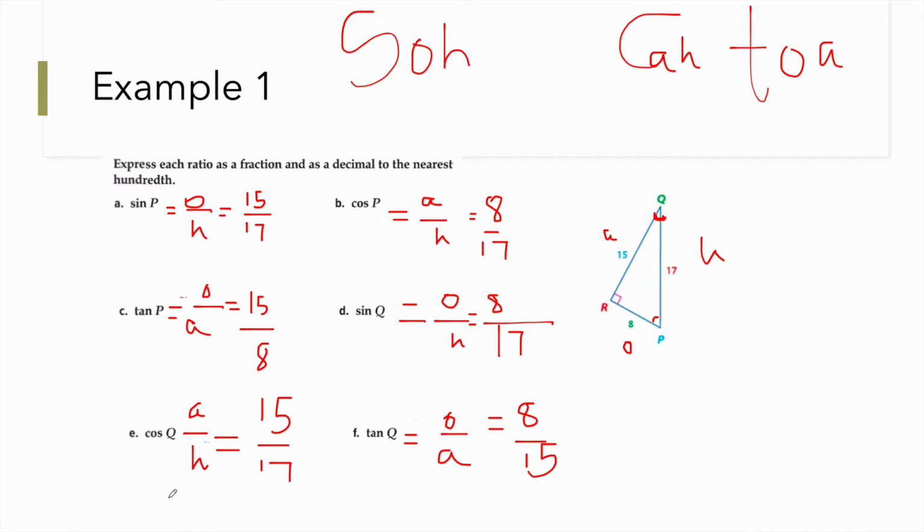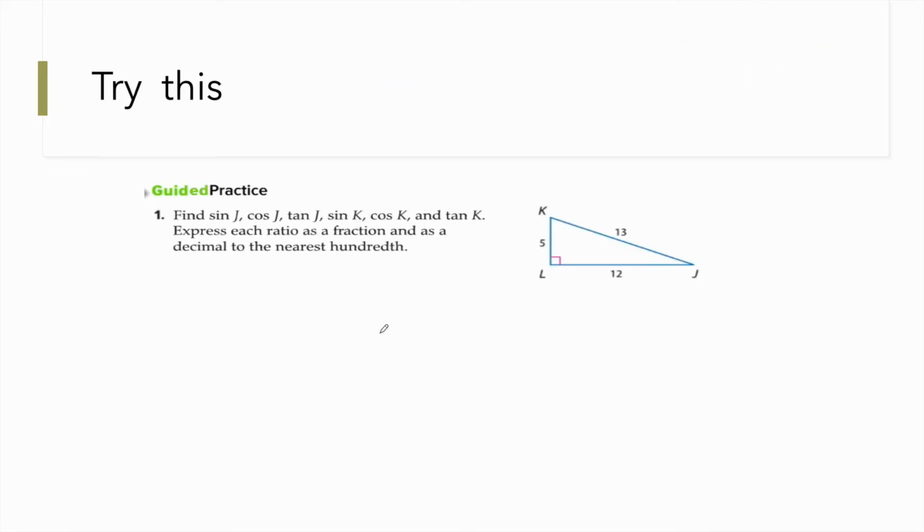Right? Cool. Now, pause the video and try this example. They want sine J, cos J, tan J, sine K, cos K, tan K. Now pause it and come back to check if you have the same answer as me.